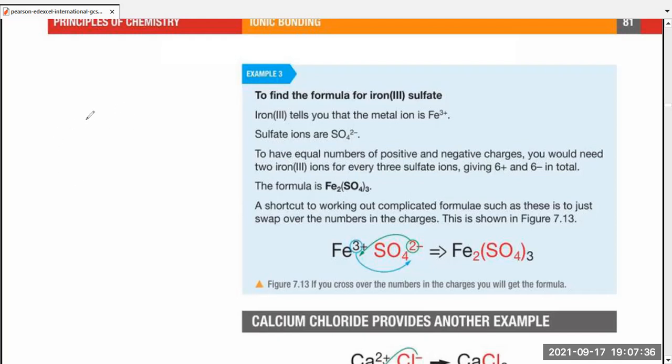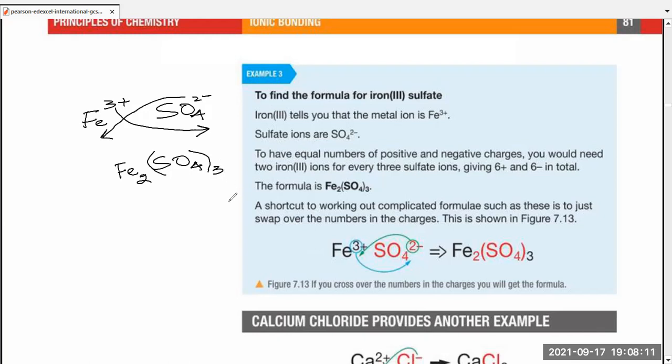We can also go with a separate method of doing this. Iron has +3 charge. I'm just re-explaining this method by writing it a little bit differently. We move this charge right to the bottom of the sulfate ion, but without the positive sign, and this charge right to the bottom of the iron ion without the negative sign. So it would easily become iron 2, I mean 2 iron atoms, not in the sense of the valency, and like this. So we write 2 beneath iron and 3 beneath the sulfate. So we get our example.